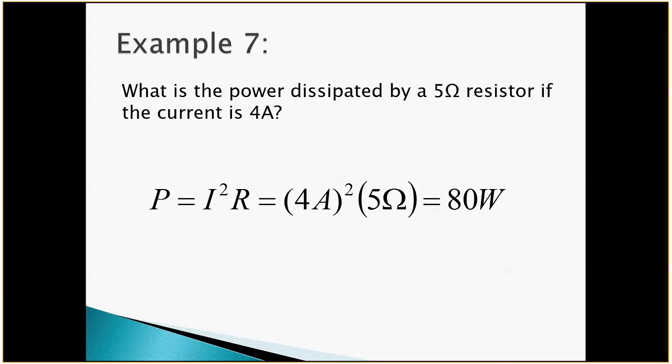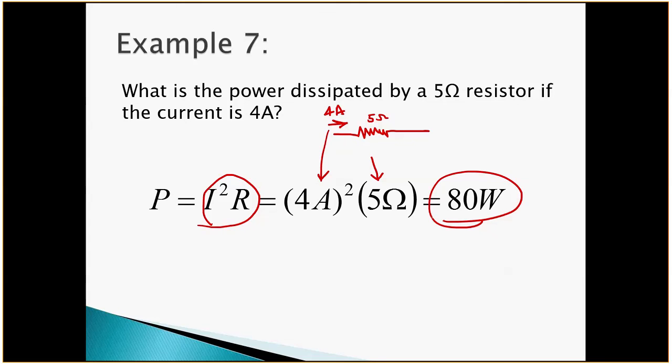What's the power dissipated by a 5 ohm resistor if the current is 4 amps? So here I have this resistor, 5 ohms, and I've got 4 amps going through it. Well, this is where I would use this equation, I squared R. 4 amps squared times 5 ohms is 80 watts. So the power that resistor is dissipating, the heat that it's giving off, would be 80 watts worth of energy.